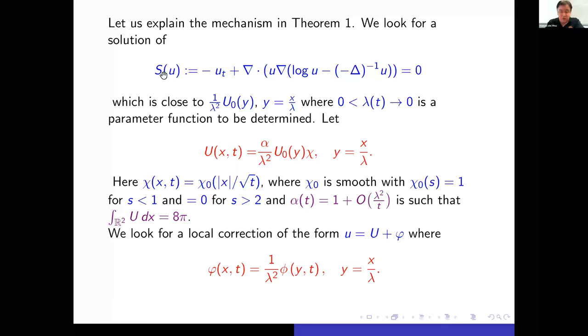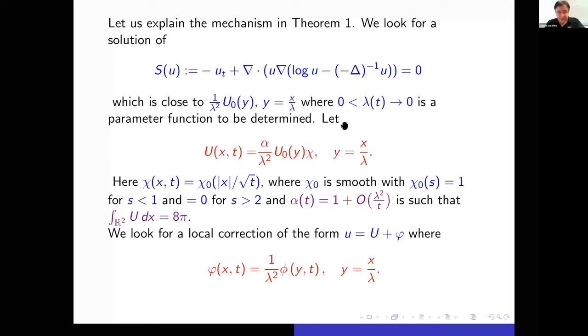What I want to find is a solution U which is close to U0, the bell shape, at y, where y is x over lambda, times 1 over lambda squared. I want to find a solution that at main order looks like this, at least near the origin. I am talking here essentially about radially symmetric solutions. And here lambda of t is greater than 0 and goes to 0.